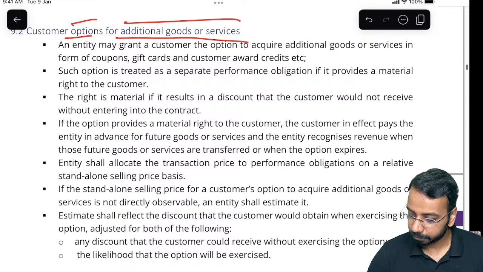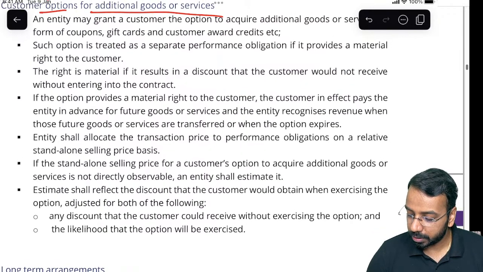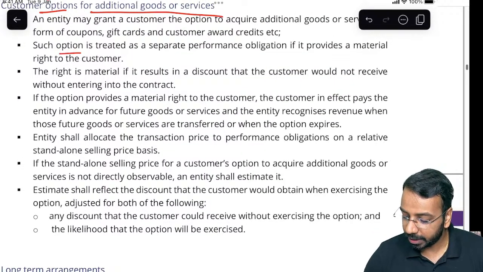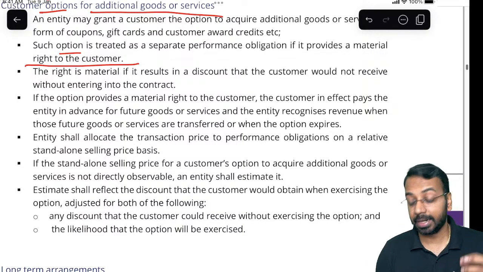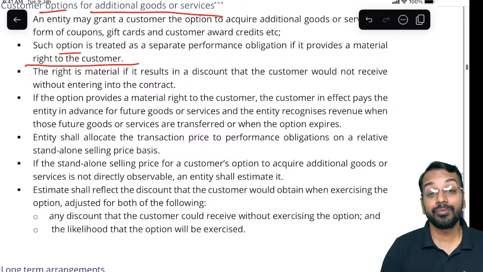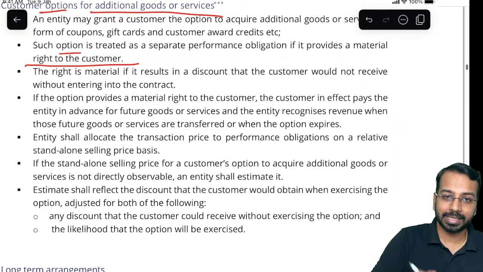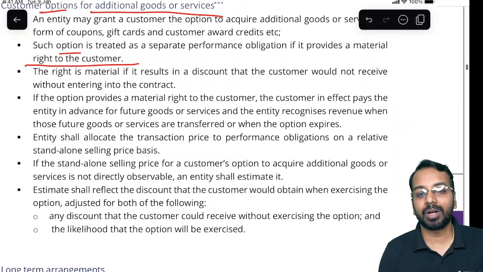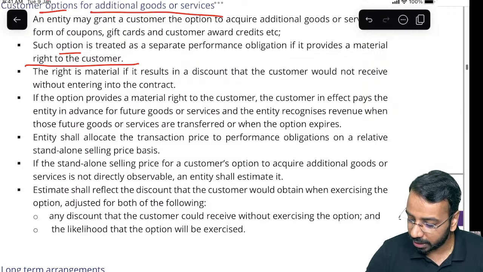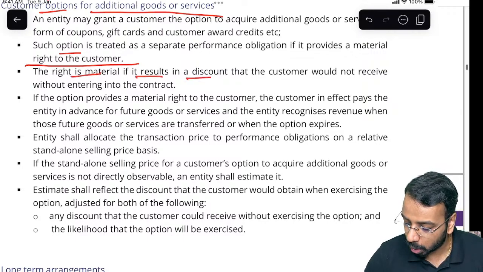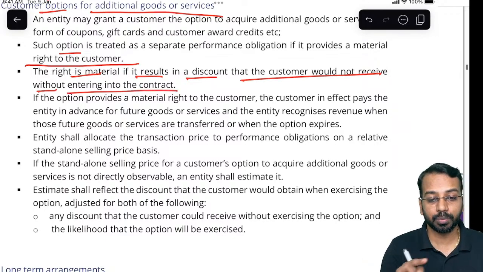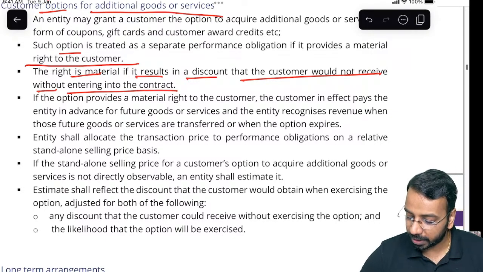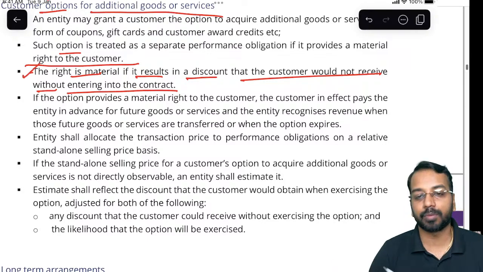Now, if such option provides a material right to the customer, material right to the customer means what? The material right is, for example, I give you a discount because you have purchased FR. That discount is not available to anybody else who has not purchased FR. So, if the right is material, if it results in a discount that the customer would not receive without entering into the contract. So, whether the right is material or not, you need to decide. Okay. If the right is material, then the option is treated as a separate performance obligation.